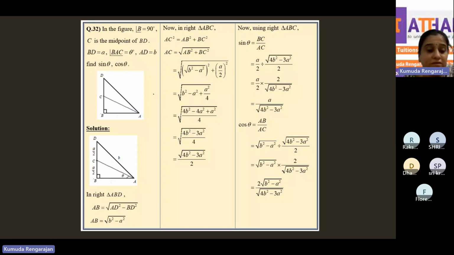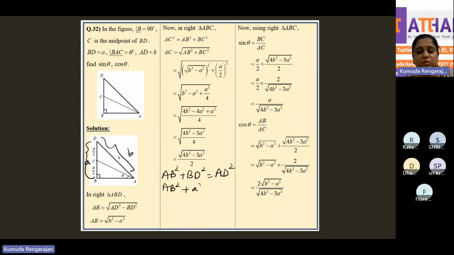So let's see what it is. What would be AB? AB is root of B square minus A square. Because the whole thing is A, this one is B. Pythagoras theorem, children. AB square plus BD square is equal to AD square. AB square we don't know, plus BD square is A square, equal to AD square, B square. So AB square is equal to B square minus A square. So AB is equal to square root of B square minus A square.